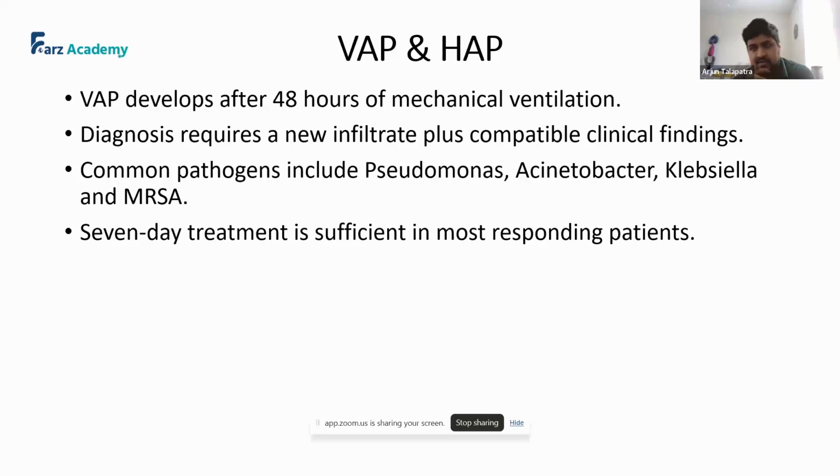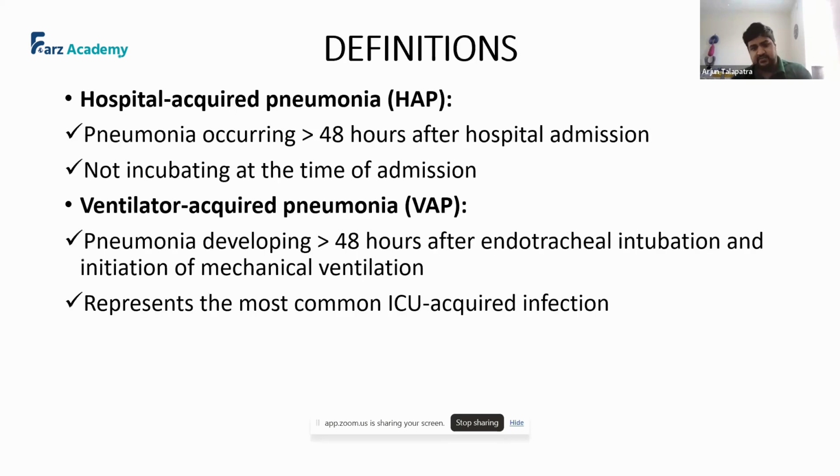Pathogens would depend on the part of the world where you're working, but by and large, the most common ones include Pseudomonas, Acinetobacter, Klebsiella, and MRSA. We have enough data saying that 7-day treatment is good enough. You don't have to treat all VAPs with 10 to 14 days, but your patient has to obviously respond to the treatment. Hospital-acquired pneumonia is a pneumonia which is occurring more than 48 hours after hospital admission.